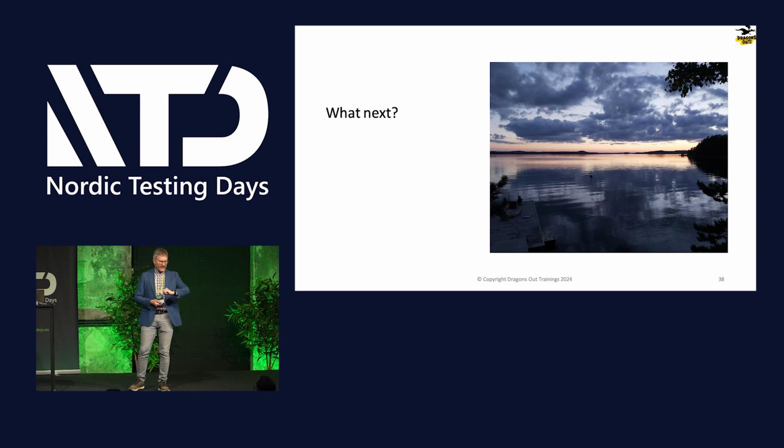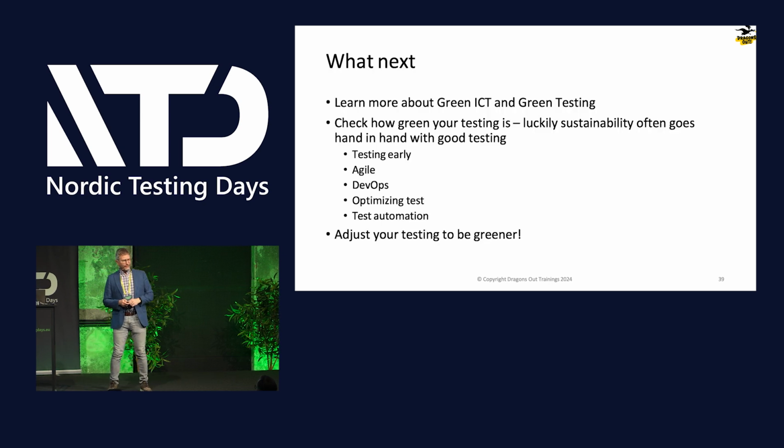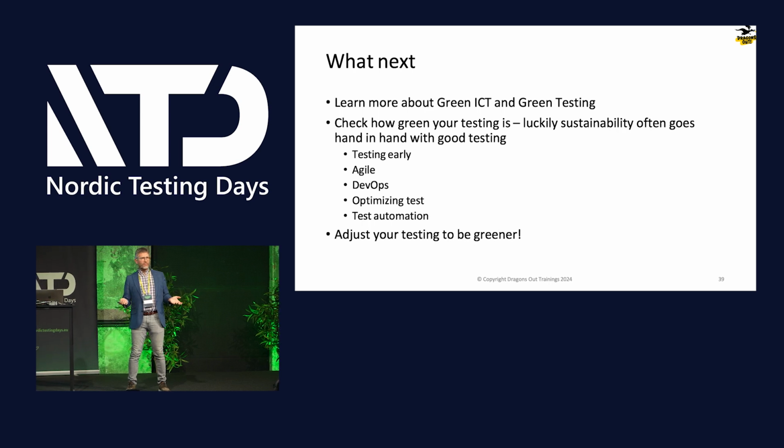So what's next? Let's go into the final slides and then some questions. Learn more. Try to understand how your testing is in relation to the green or sustainable aspects. Luckily, lots of the good things that make sense from a testing point of view anyway are also good for climate, so adopt those. So agile, DevOps, earliness, optimization, and automation.